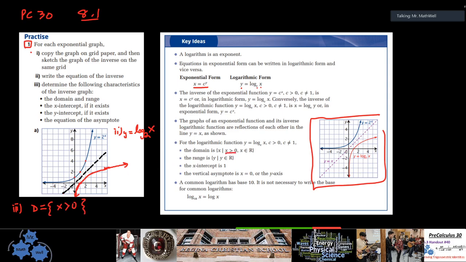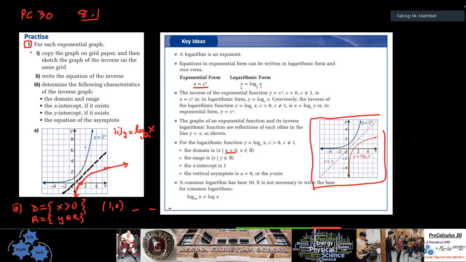The y, this is going to go down forever, and this is going to keep creeping up forever. So the range here is y is an element of all real numbers. It's everything. The x-intercept is (1, 0). Okay, that's (1, 0) for the x-intercept right here. The y-intercept does not exist. Okay, you can write that down, does not exist.